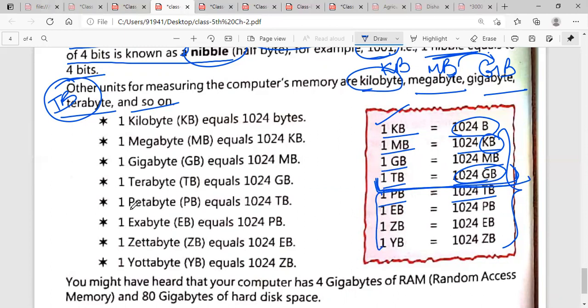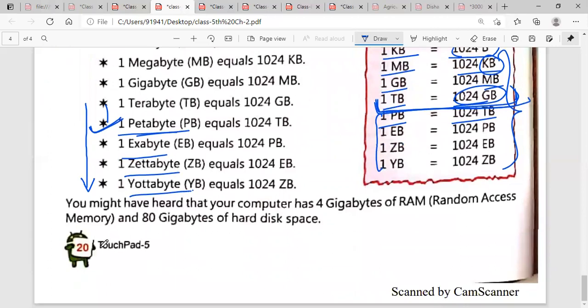PB is petabyte, then EB is exabyte, and zettabyte and yottabyte. Petabyte is higher. If you go down, then the memory is increasing. You may have heard that your computer has 4 GB of RAM, or 80 GB of hard disk. We are just talking about the memory.